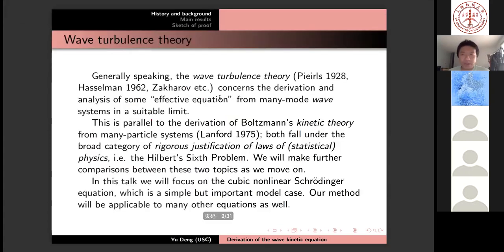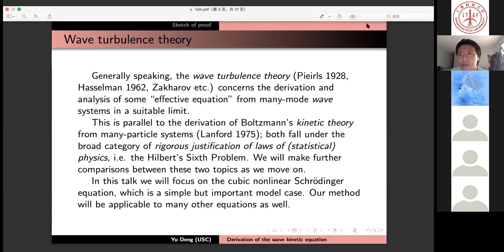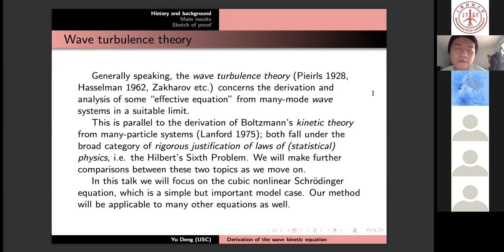Essentially, this theory is called the wave turbulence theory because it's based on wave systems, essentially dispersive systems, and it's also called the weak turbulence theory because it's based on the setting where you have a weak nonlinearity, which I'll explain later. This dates back to the 20th century, and there were different people deriving heuristic models.